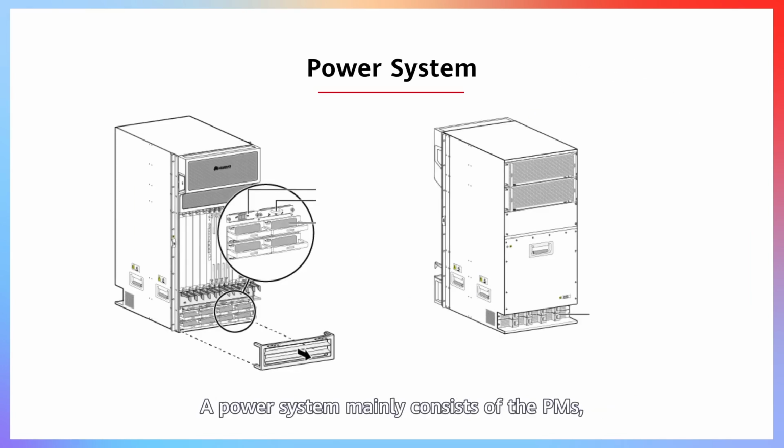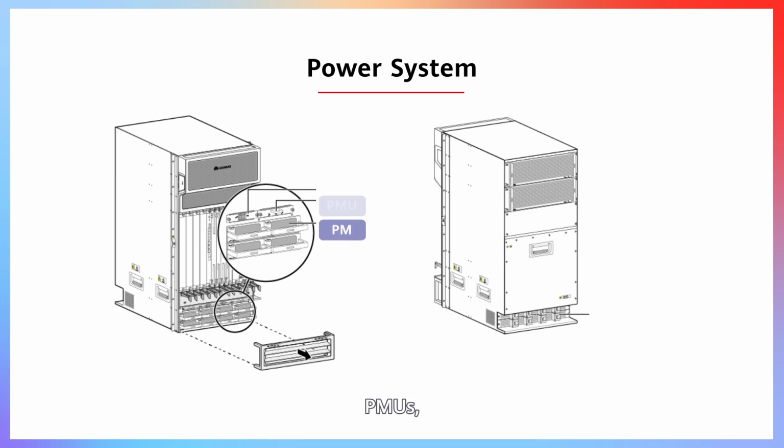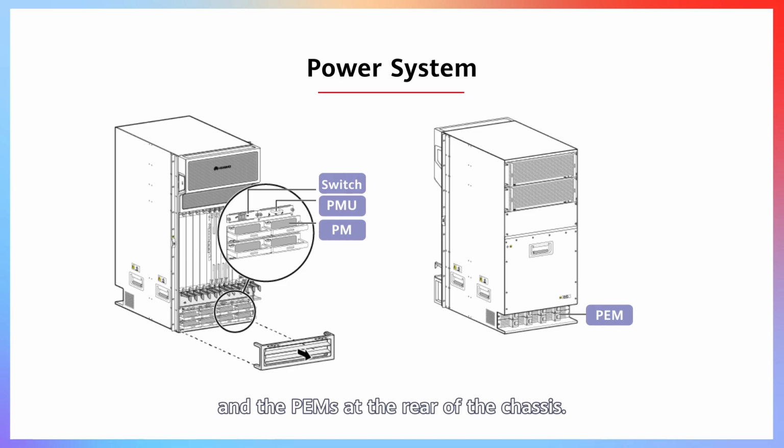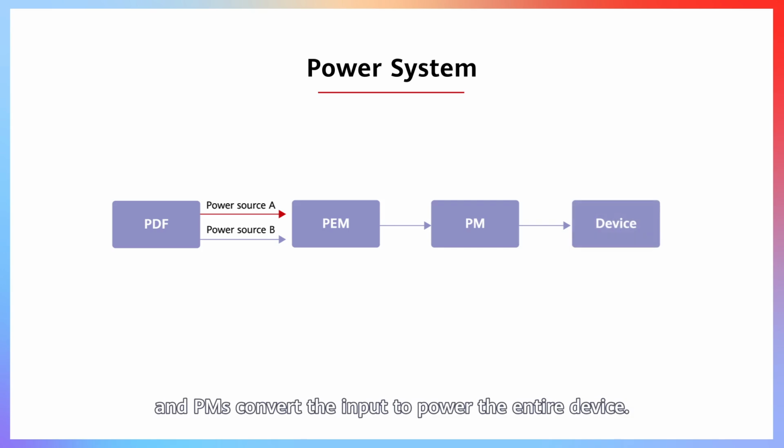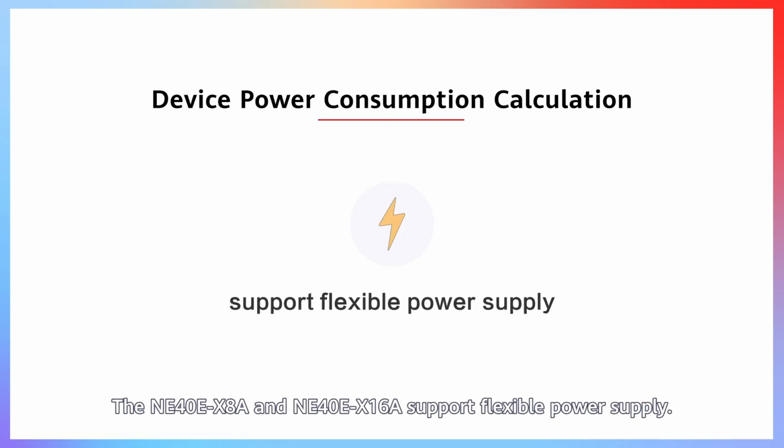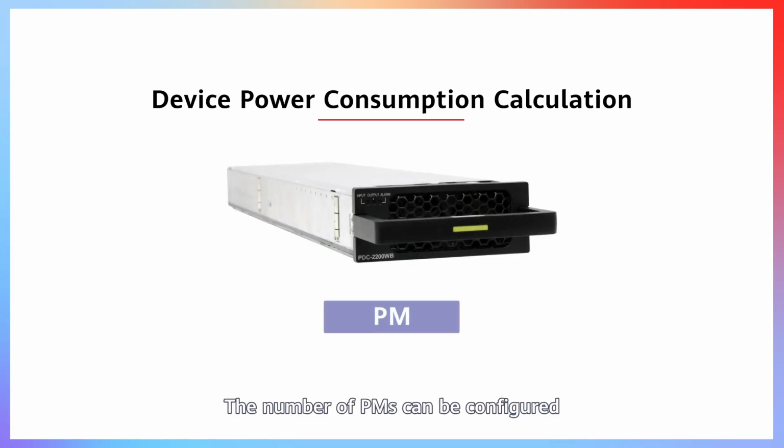A power system mainly consists of the PMs, PMUs, and switch at the front of the chassis and the PEMs at the rear of the chassis. External power sources provide power input for PEMs, and PMs convert the input to power the entire device. The NE40E-X8A and NE40E-X16A support flexible power supply. The number of PMs can be configured based on the overall power consumption of the device.